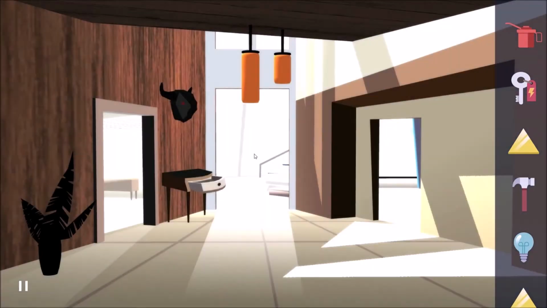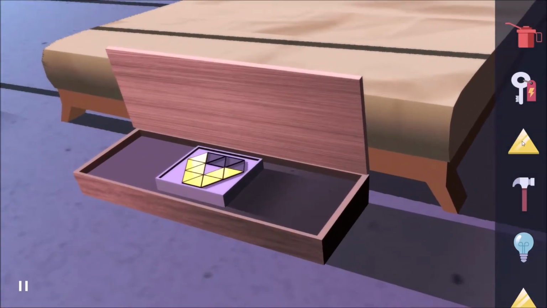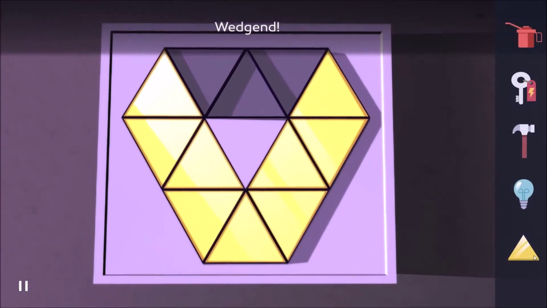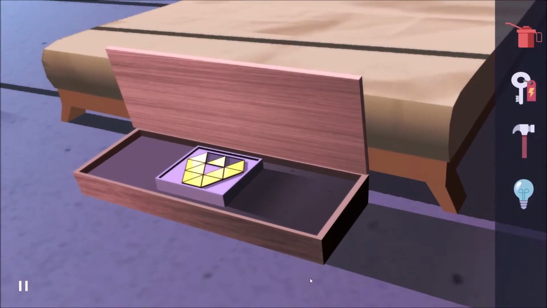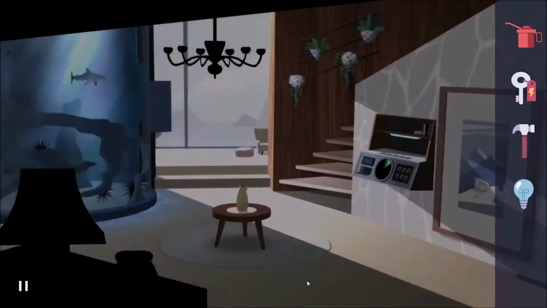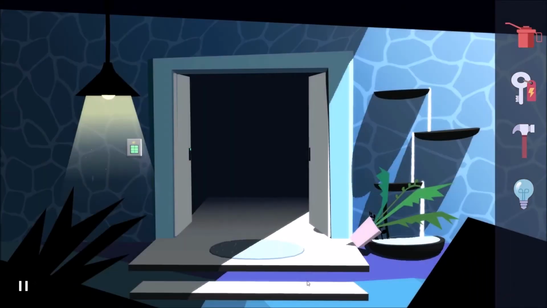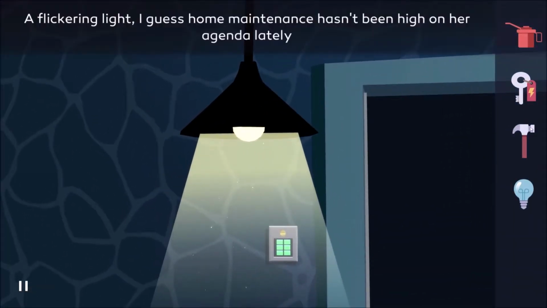Let's go upstairs and clear my inventory, just get rid of these wedges. Wedgend! Yes, okay. Oh great, okay. Good, good, good. Now my inventory is not so frightening to me. So let's see, we needed to fix this.